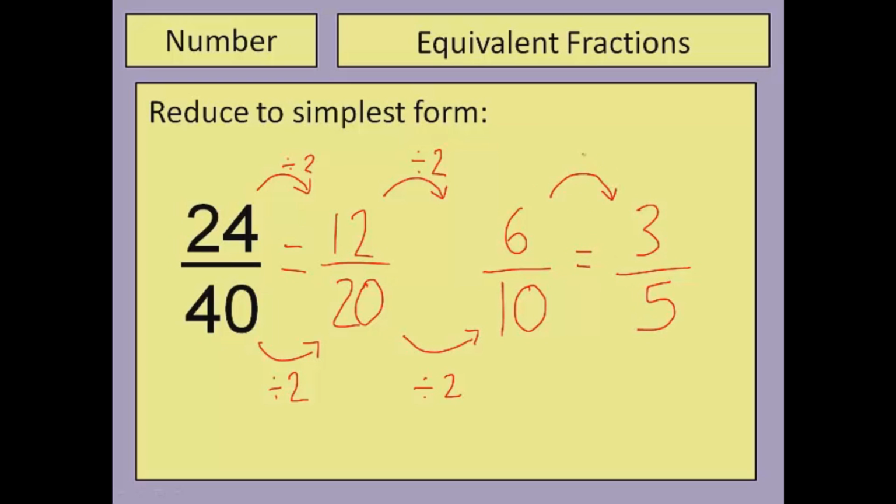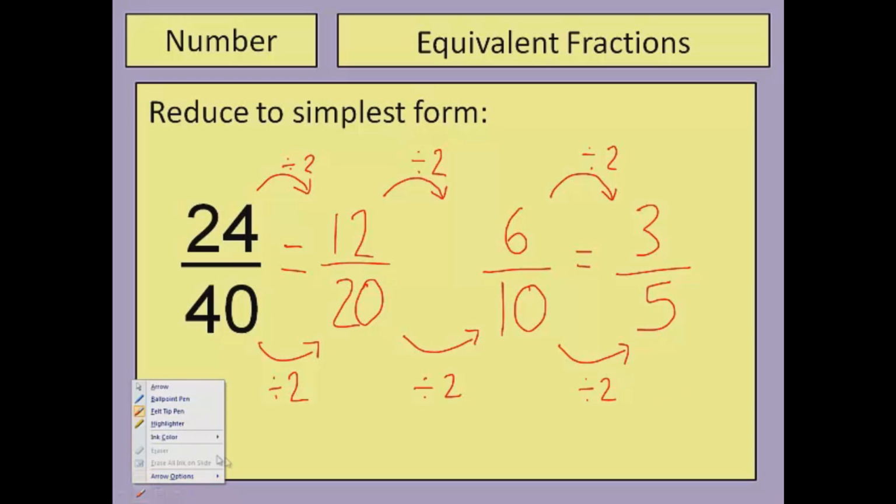Now, at the moment, it's in its simplest form, and the reason for that is we can't divide by any more numbers. There's no number that goes into 3 and 5, apart from the number 1 of course, but if we divided these by 1, you'd end up with the same thing again. So this fraction cannot be simplified any further, so we'd say it's in simplest form. So the answer would be 3/5.